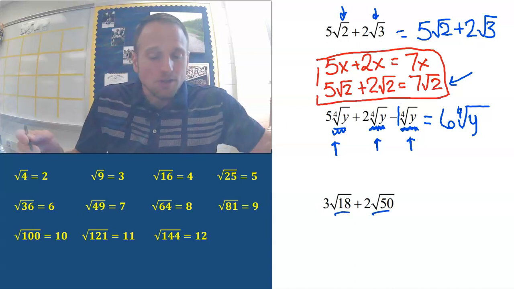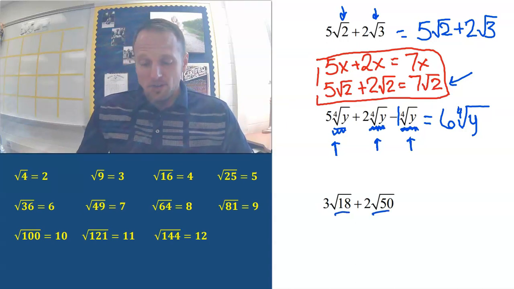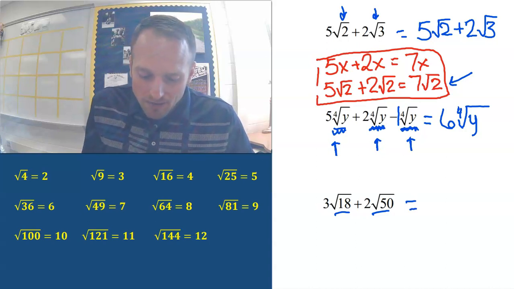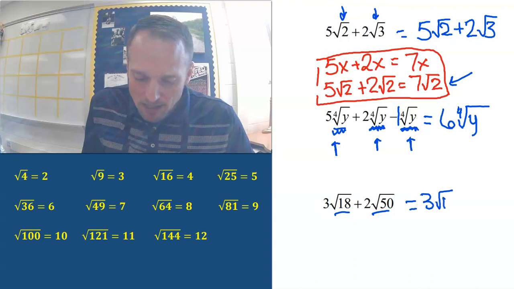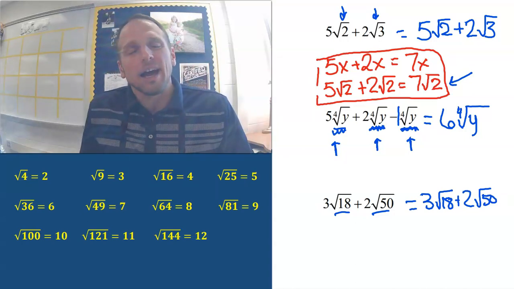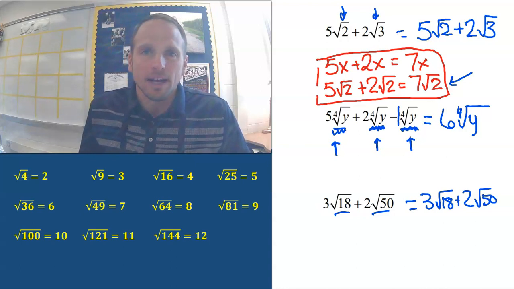Well, awesome. The square roots are different, so obviously there's nothing we can do with them, and we're just going to have to leave it here. 3 root 18 plus 2 root 50. And if you said that, I give you a high five for good thinking, okay?